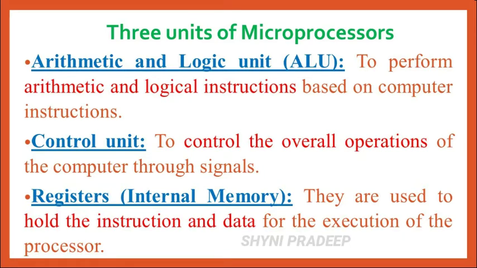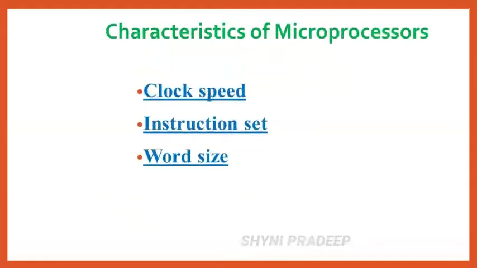And the next one is register. It is nothing but internal memory. It is used to hold instructions and data for the execution of the processor. Which means it holds the executable instructions and data of the processor. Okay. And the next topic is characteristics of microprocessor.